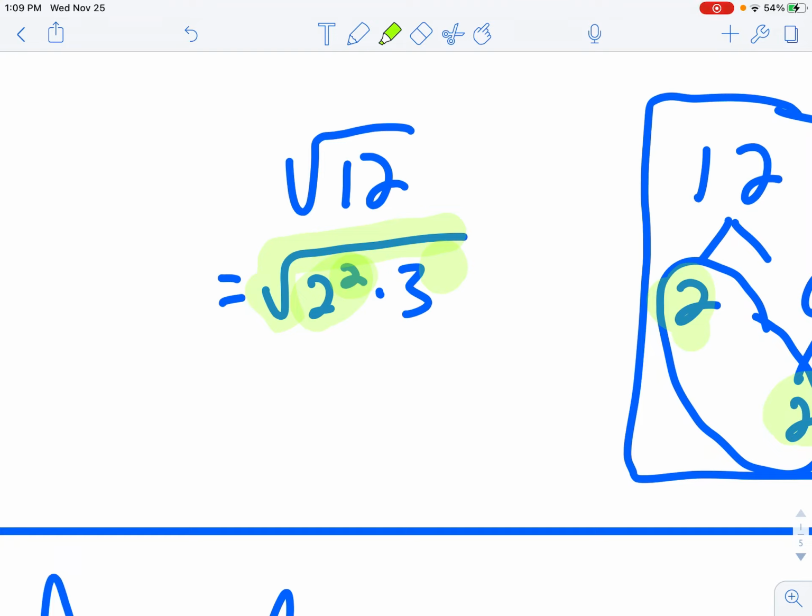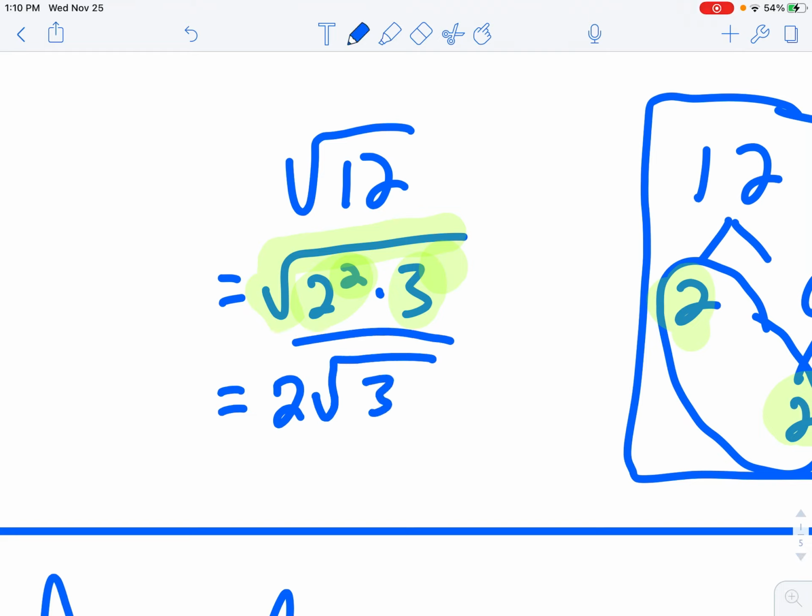So 2 squared means there's two 2's there. There's the 2 and his friend, another 2. And so they help each other escape. Here's the morbid part: in the process, one of them gets shot. So one 2 escapes, the other 2 gets shot. The 3 that didn't have a friend is stuck in prison. And so you get 2 square root of 3 as your answer.